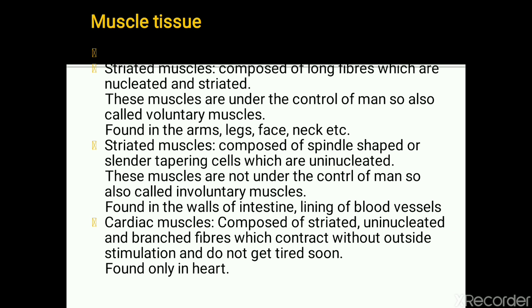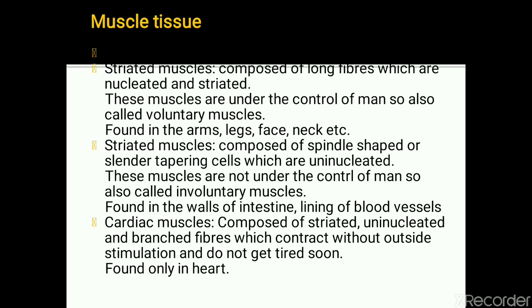The striated muscles are under the control of the human being, and they are made up of long fibers which are nucleated, and striated means having layers. The bands of the cell fibers run across, and they are found in the arms, legs, face, neck, etc. As and when we want, we contract and relax these muscles.